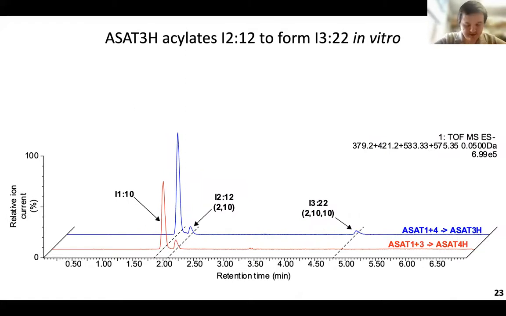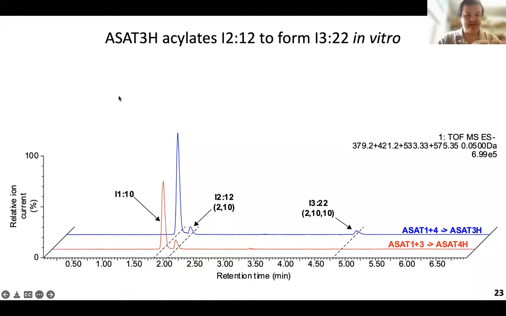Finally, based on those in vitro results, we hypothesized that this ASAT3 homolog would catalyze that third step in vitro. Consistent with that, when we ran sequential assays and added the ASAT3 homolog last, we began to accumulate the triacyl-inositol that was absent when we swapped ASAT3 and the 4 homolog.